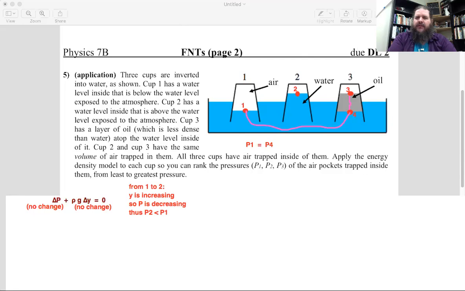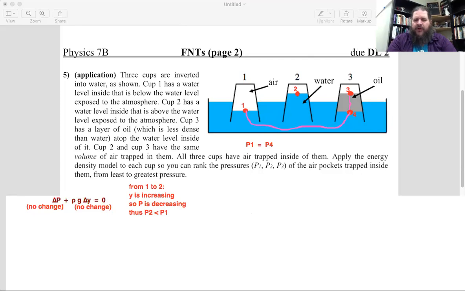Would you say the height is increasing or decreasing as we go from 4 to 3? Increasing. Yeah, we're going to a higher Y value. So what does that tell you about pressure? Decreasing. Yeah, we can go back to the same idea. Y is increasing, so delta Y is a positive value. That means delta pressure must be a negative value. So pressure is decreasing. So we know pressure 3 is lower pressure than pressure 4.